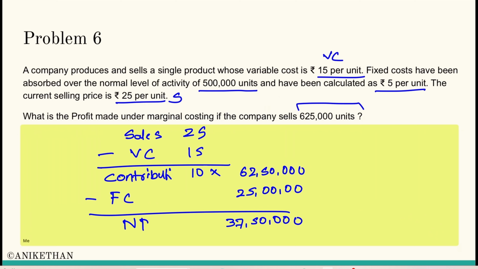This is a simple problem, but it will test your fundamentals that fixed cost is absorbed over normal level of activity, and if it is anywhere within that normal level of activity, let's say it was 4 lakh units, still your fixed cost will be 25 lakh. It does not vary with quantity.